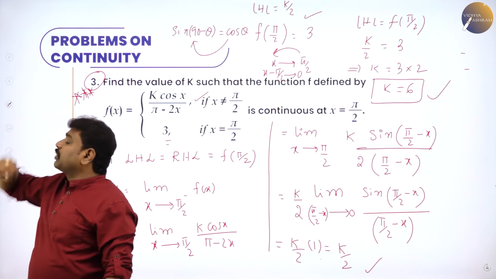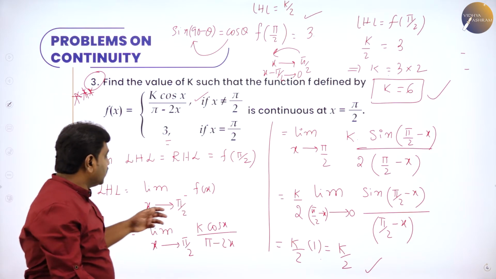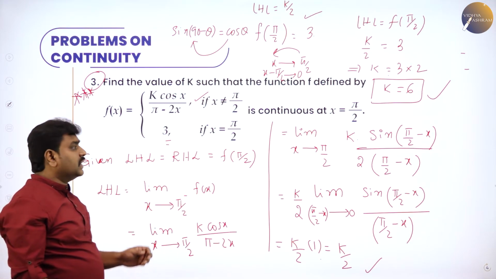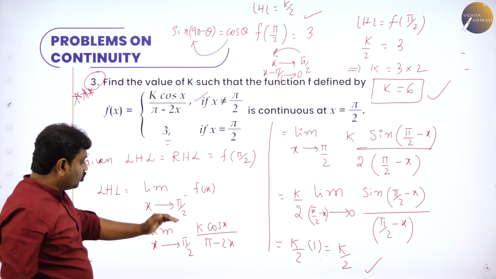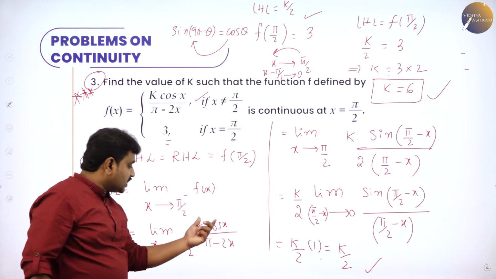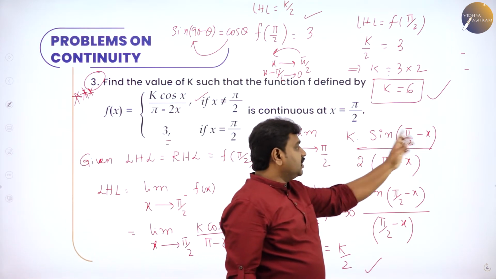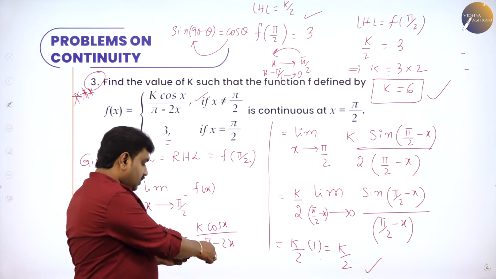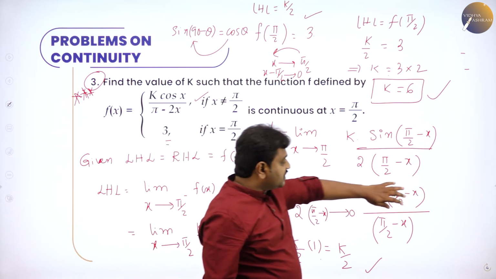But the third problem is a little unique. There is a lot of difference here compared to the last problem. Here we have to do trigonometric simplification. Cos x, we wrote it as sine of 90 minus x. Then in the denominator, we took 2 out. Then we made it into the sin theta by theta form.